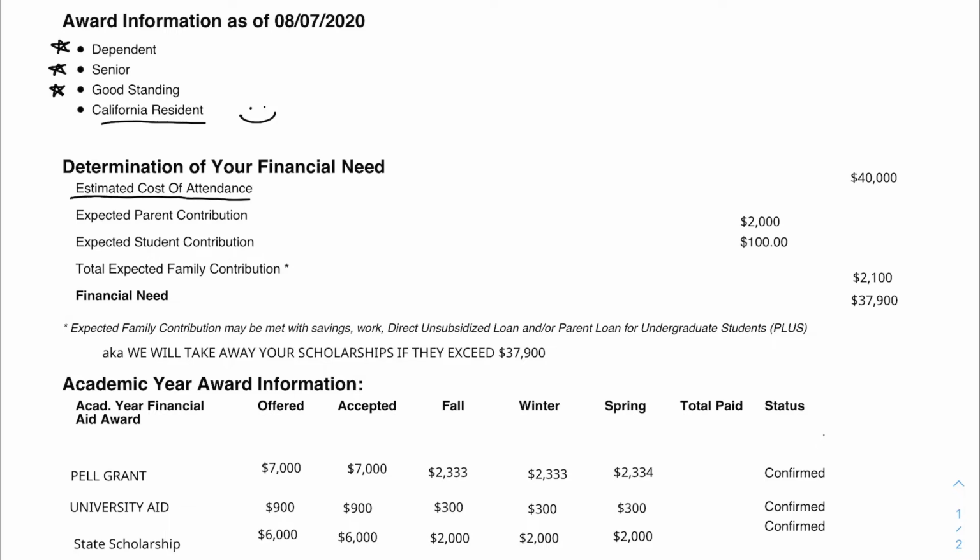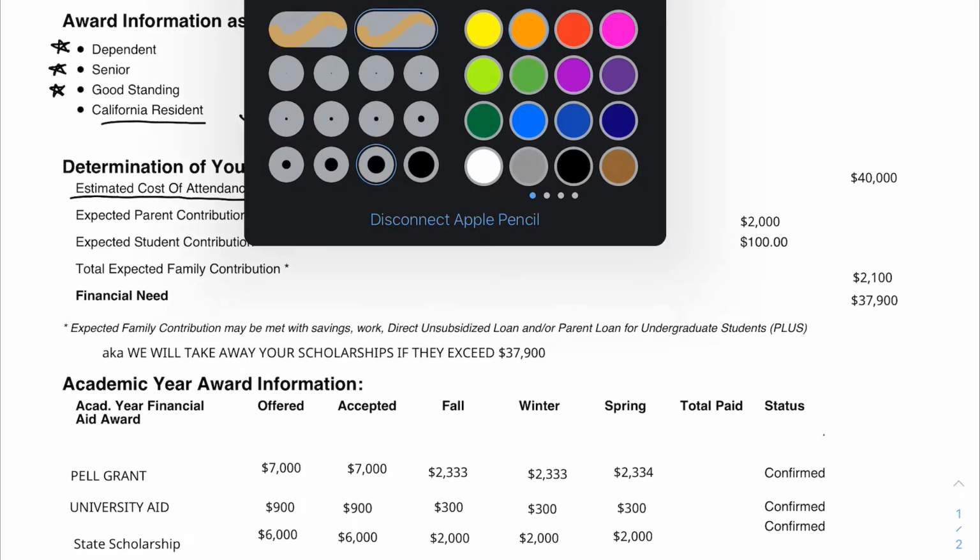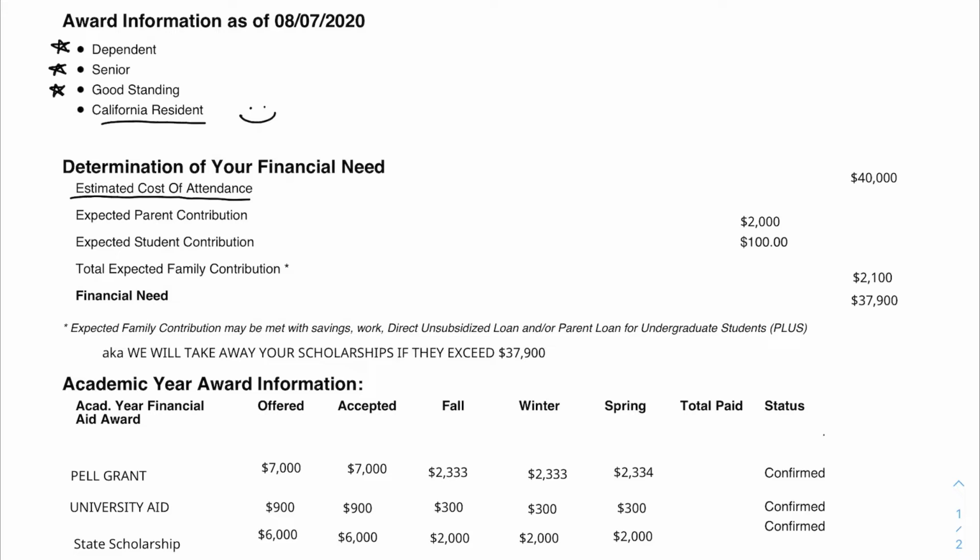So here we're going to use what's on our financial aid form, because that's what your financial aid officer would also use. So let's just get into it. For this one, I'm going to say that our cost of attendance is $40,000 a year. Our expected parent contribution is $2,000. And our expected student contribution, which is you, is $100. So your total expected family contribution is $2,100.